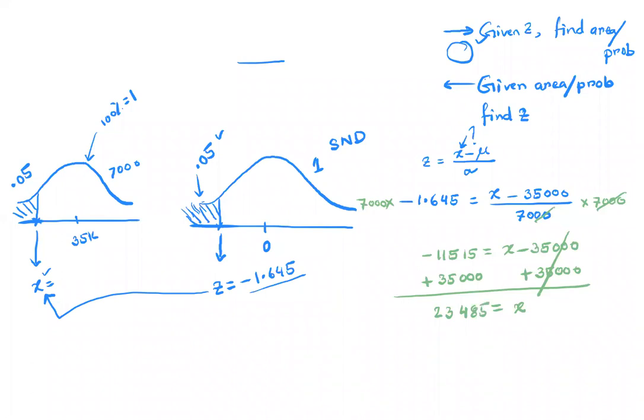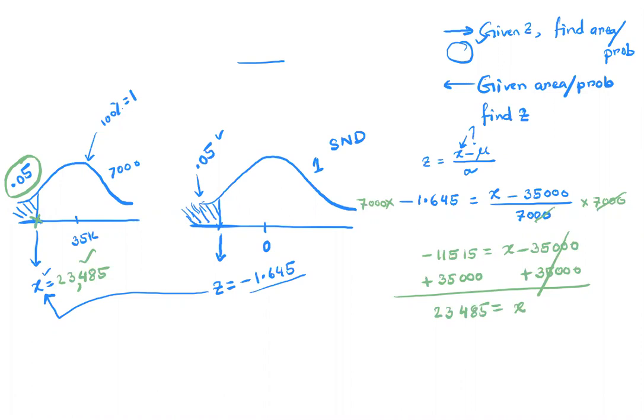So this point is 23,485. Now, if you make less than $23,485 per year, you'll be among the bottom 5% of the income level in the society. All right, that's what it is.